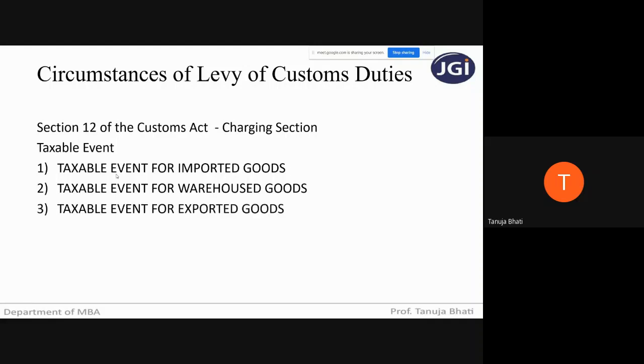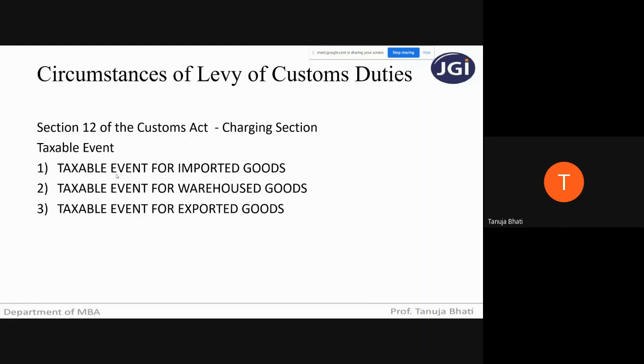Next, in case of exported goods, the taxable event is obviously when the goods are crossing the territorial waters of India. Export of goods is complete when the goods cross the territorial waters of India, which we know is 12 nautical miles, and when the proper officer is giving a signal, or is clearing the goods for export. At that time the taxable event for exported goods occurs. So these were the circumstances of levy of customs duty.